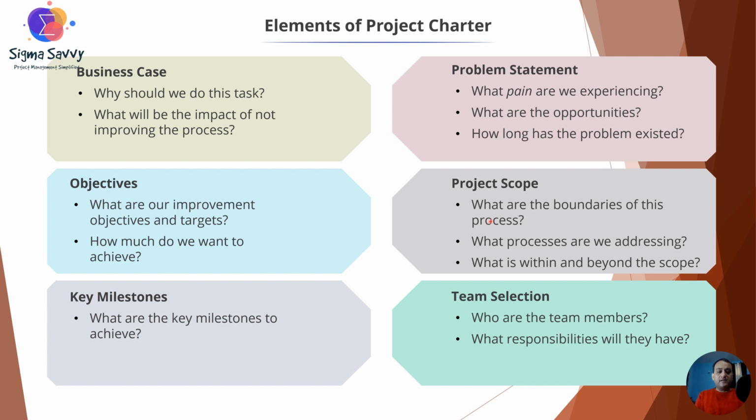Now let us look at project scope. Project scope is a field in the project charter that defines the specific boundaries and deliverables of the project. It answers the question, what are we doing and not doing in this project? Project scope typically includes the following information: the boundaries of the project, which are limits and constraints that define what is included and excluded from the project. For example, the project scope may specify the geographical area, the time period, and the budget of the project.